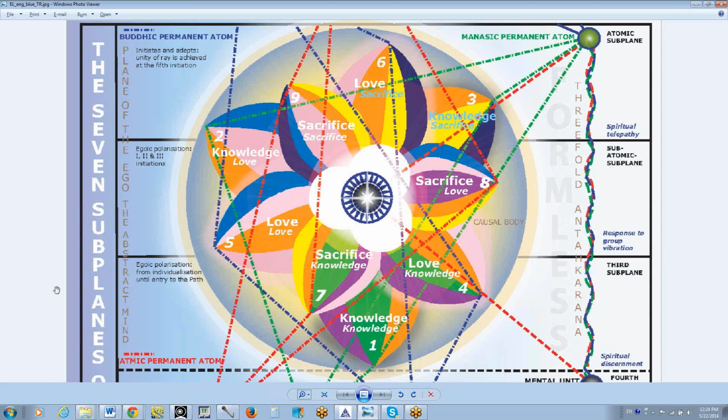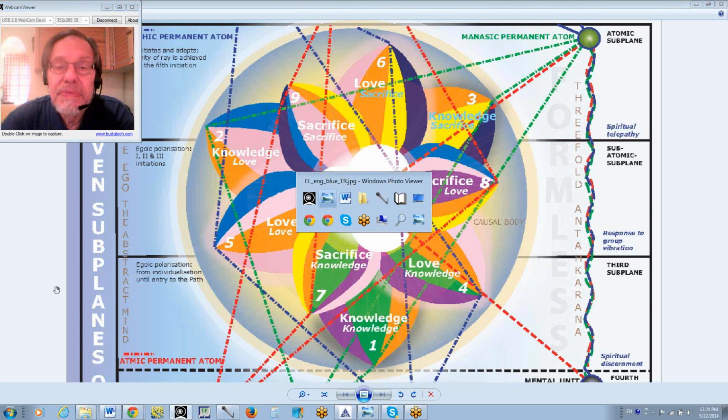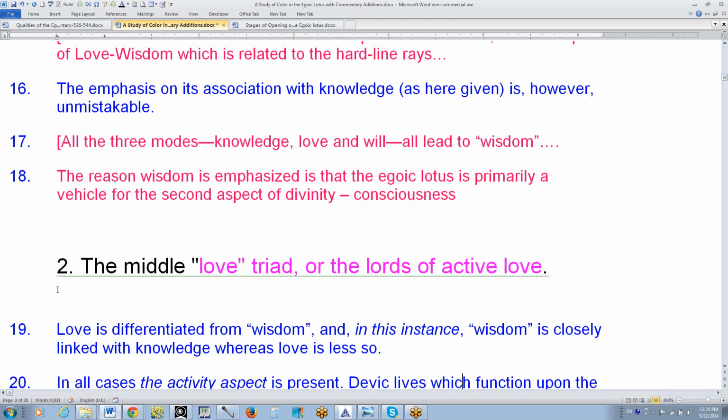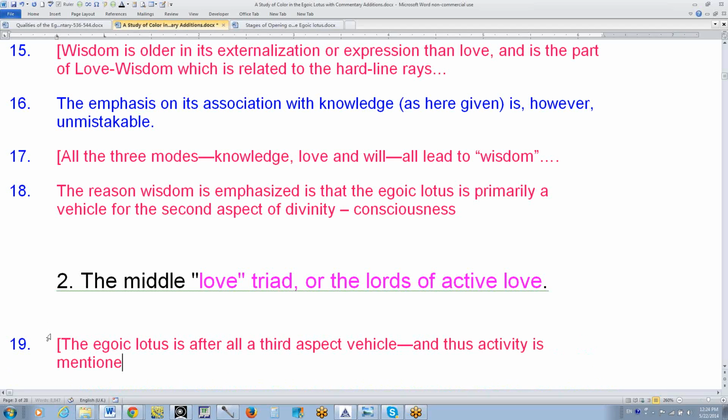But not as pervasive, of course, as the orange, which is simply found in every petal and is the predominating hue of the Egoic Lotus. So these are lords of active love. I think we're dealing with tiers, right? Triad, yeah. We're dealing with the way in which the Egoic Lotus is the third aspect vehicle. The Egoic Lotus is, after all, a third aspect vehicle, and thus activity is mentioned each time.